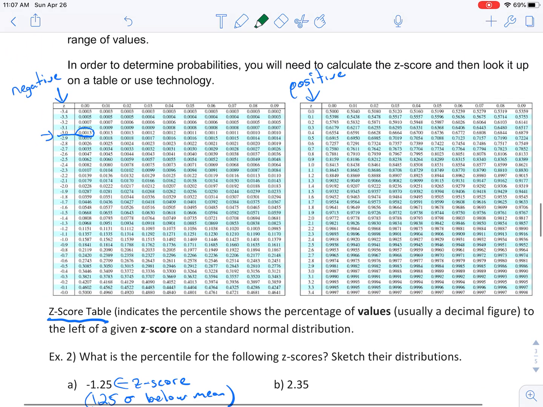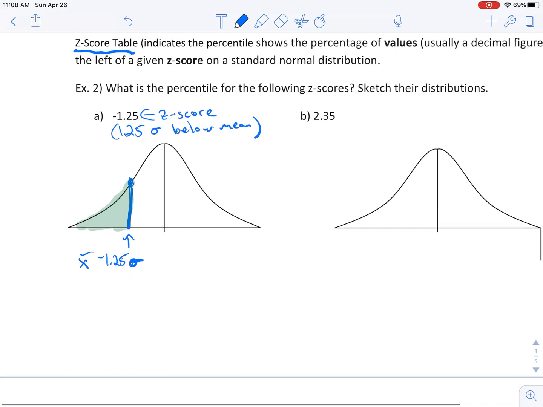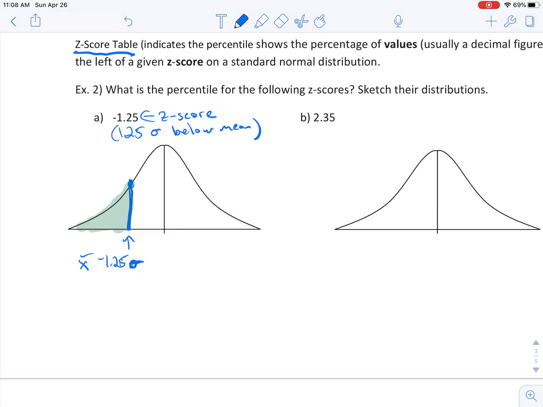So I'm going to enlarge it, and I'll give you a larger table so you can see better later. So if I'm at minus 1.25, I'm in the negative section over here. So I go to minus 1.2, so that's here. And then I scroll over so I get to 0.05. So that would be minus 1.25. So if I do that, this is my percentile. My percentile that matches up with that is 0.1056.